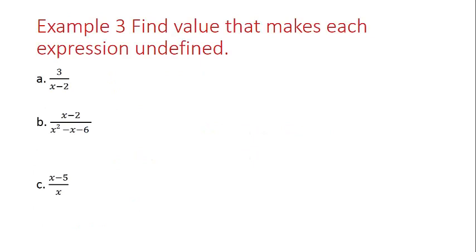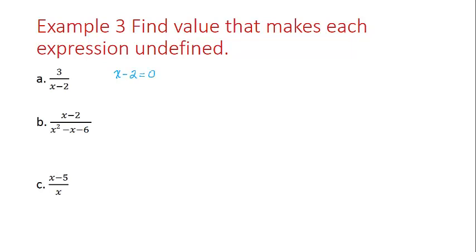Now we extend this to variable expressions, and we have to find the value that makes each expression undefined. Keep in mind that a variable can take on any sorts of values, but we have to ensure that it doesn't take on a value that makes an algebraic expression undefined. Those values are called restrictions on the variable. When we have an algebraic fraction, to find the value that makes the expression undefined, we set the denominator equal to 0 and solve that equation.